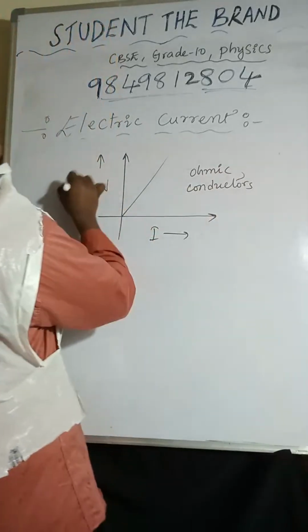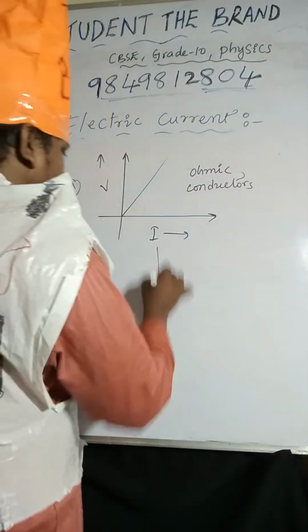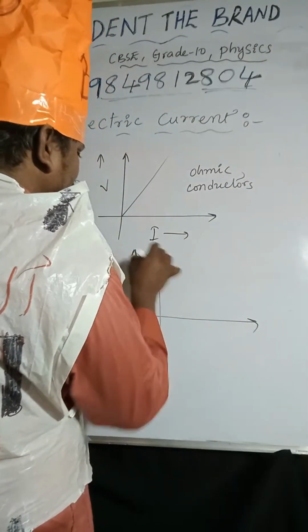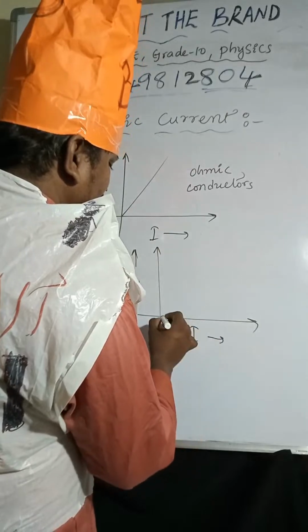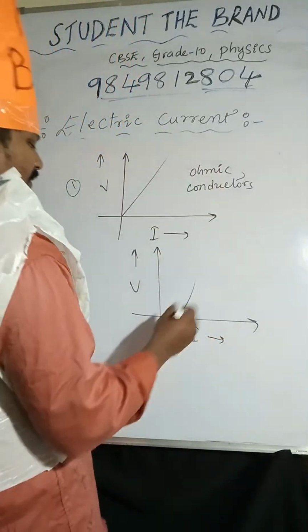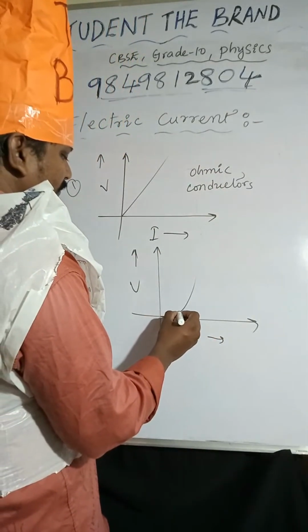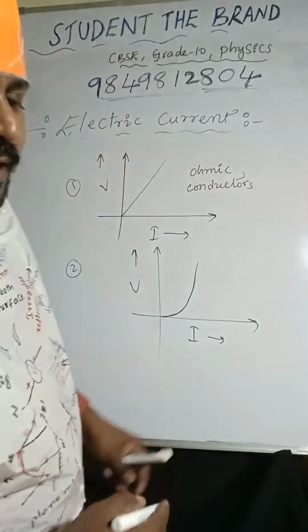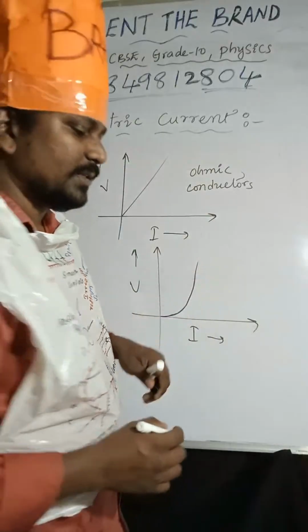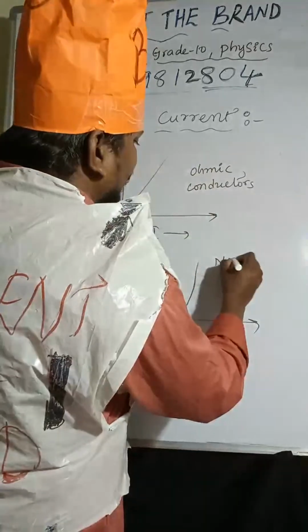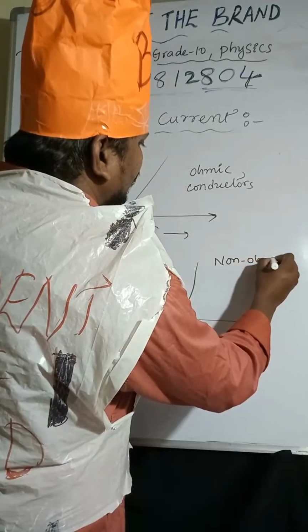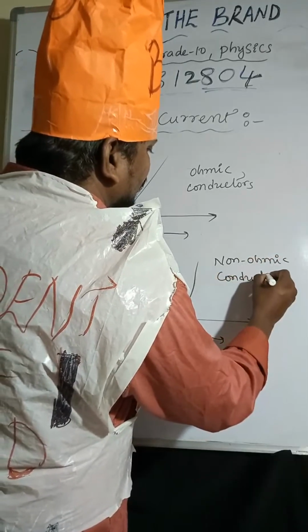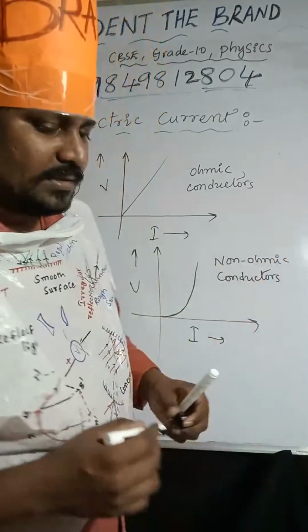Coming to non-ohmic conductors. So this is for non-ohmic conductors. V on y-axis, I on x-axis. The graph is curved like this. So this is for non-ohmic conductors.